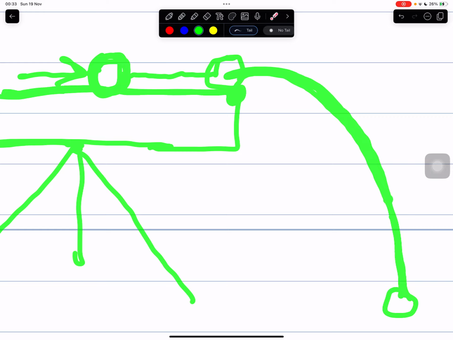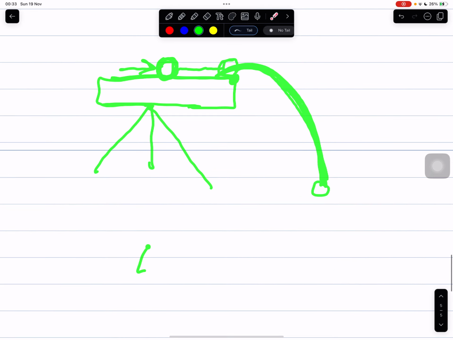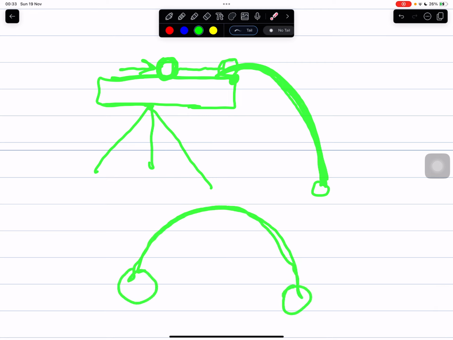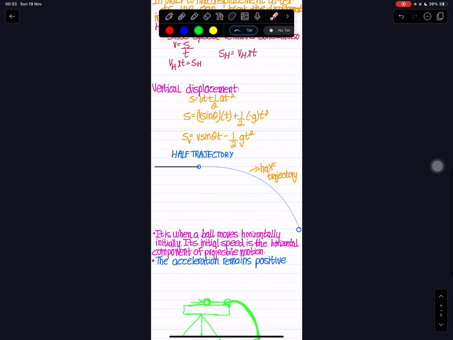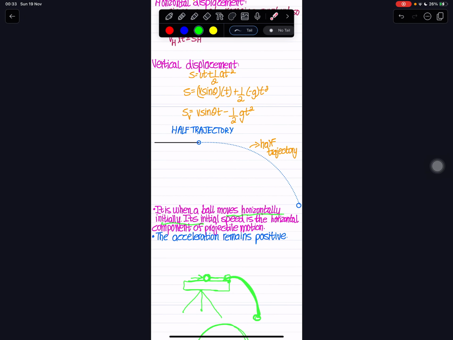So this is half trajectory, because this is not the whole of projectile motion. The whole of projectile motion looks something like this. The ball was here and then it reached here, but over here the ball is initially traveling horizontally and then it reaches here. Its initial speed is the horizontal component of projectile motion, and the acceleration remains positive. So in the half trajectory, the ball initially moves horizontally and then follows a half trajectory.